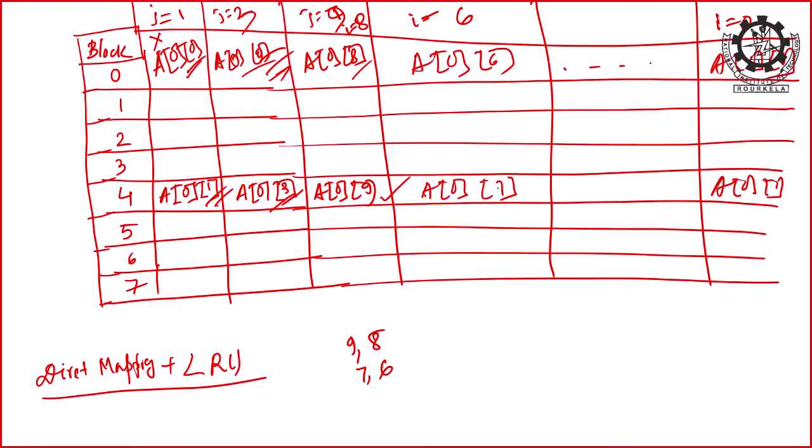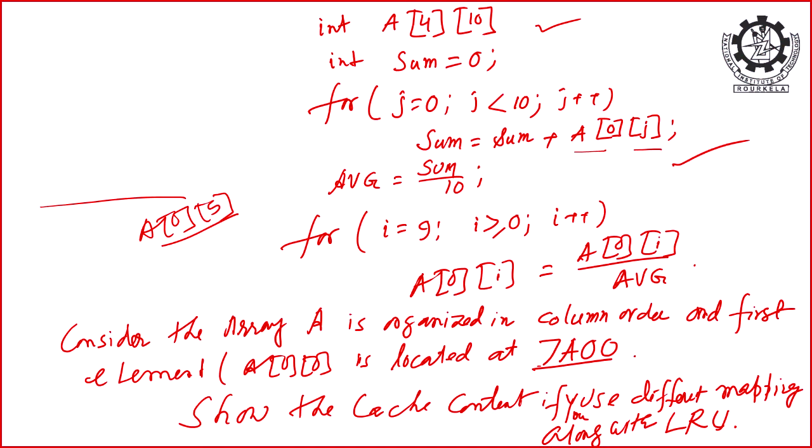Here is the program, and then we have seen the cache content for the direct mapping. Going through the program: j equal to 0, j less than 10, j plus plus. First, sum is 0. These variables are assumed to be already in the cache. So, A00, where is that A00?